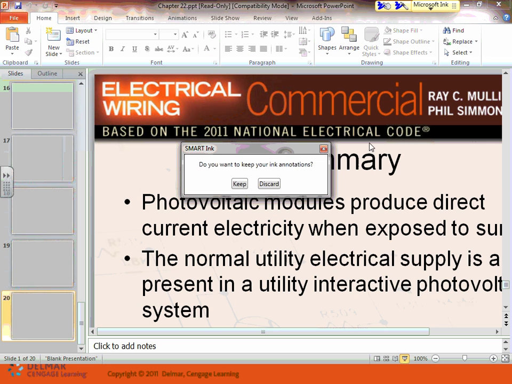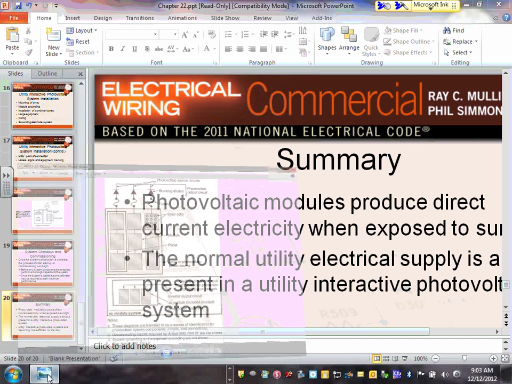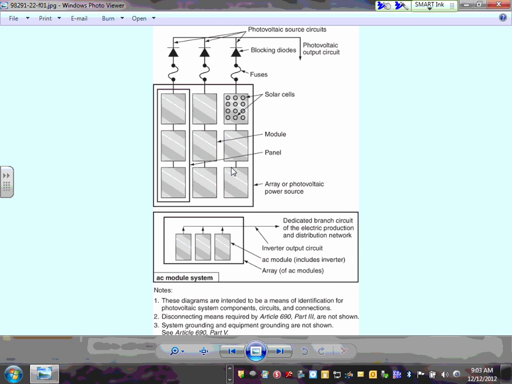I'm going to go directly to a couple of pictures I'm going to show you here. That's basically it in a nutshell. Any comments, guys? Any questions?